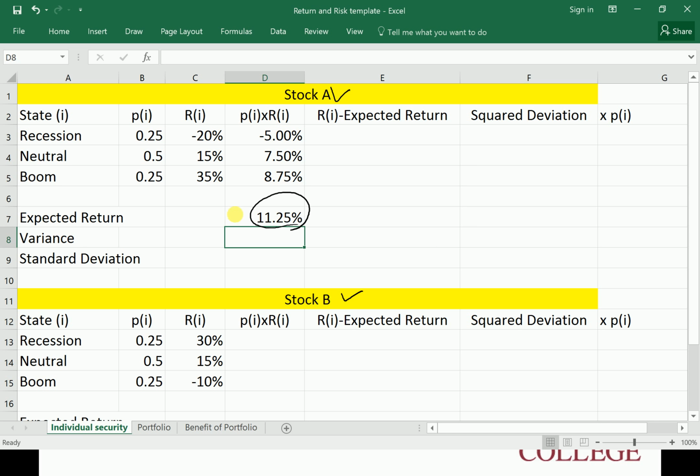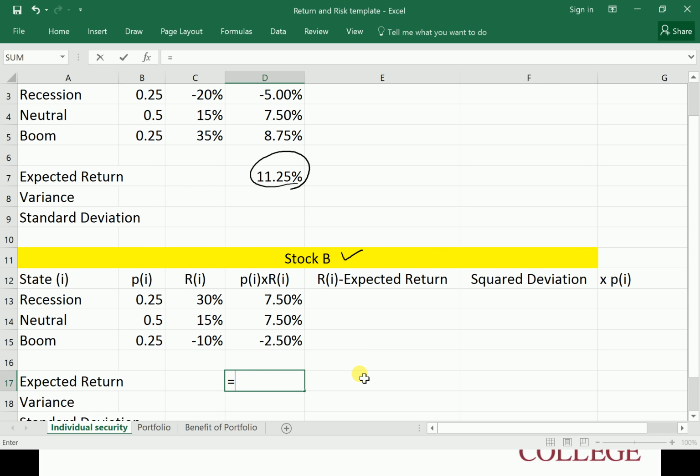Now for stock B, again the same way: probability times return on recession, and just copy everything for the neutral and the boom, and then the sum of the three will be the expected return, 12.5% for B. So this is how to compute expected returns.